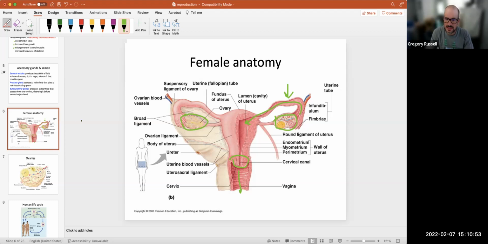The uterus, like the ovaries, is suspended within the abdominal pelvic cavity by a fairly complex series of ligaments that you see right here. Okay.